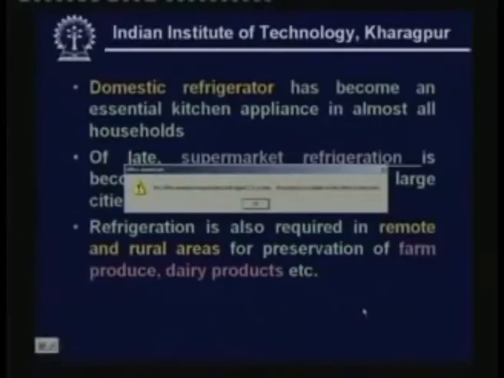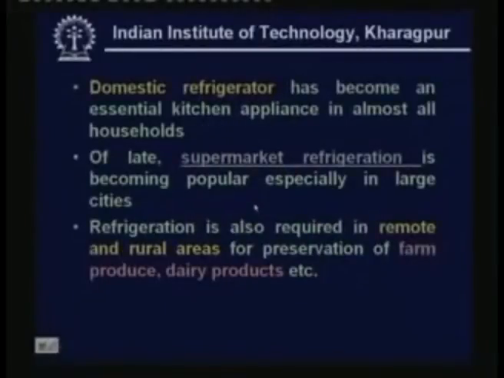So this shows the section of a supermarket with refrigerated display cases and all. You can see how different products are stored, and all these products are under refrigerated conditions. And refrigeration is also required in areas like remote and rural areas for storing farm produce and for dairy products, etc.